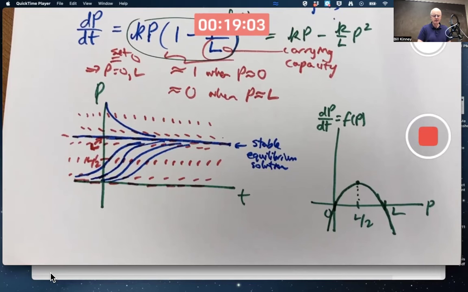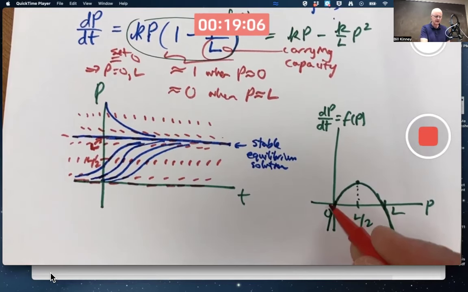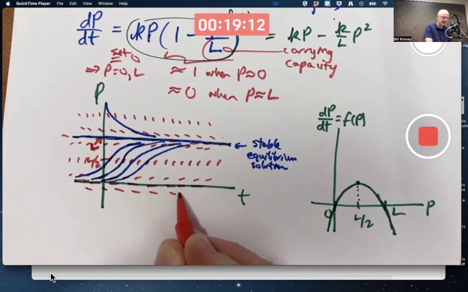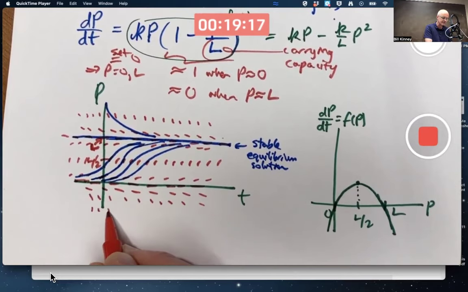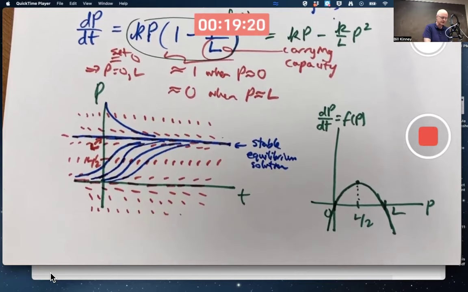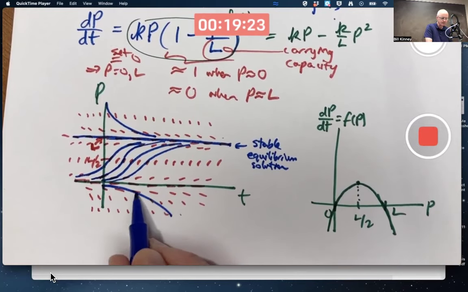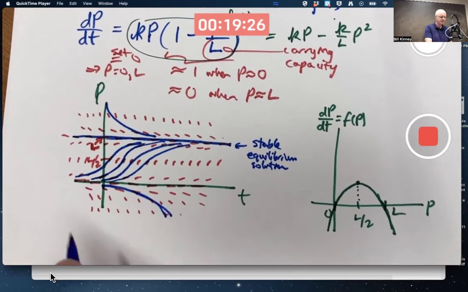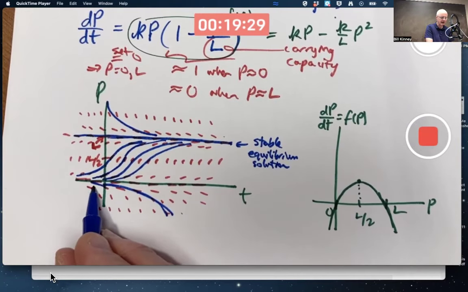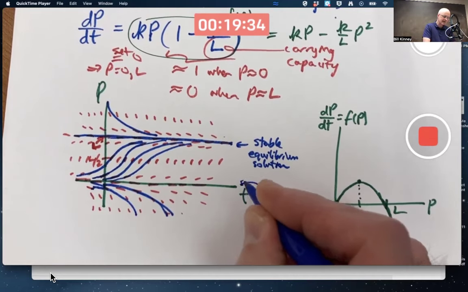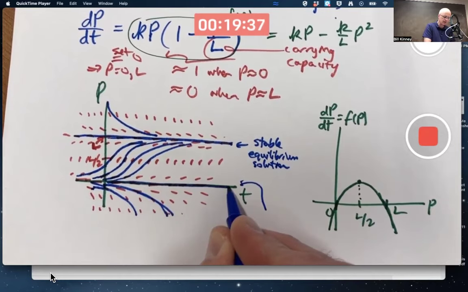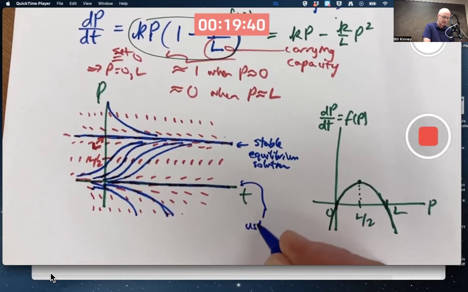You can draw the slope field even when P is negative. When P is negative over here, the output of the f of P function is negative, and that means in the slope field, you get negative slopes. Slightly negative when you're just barely below 0, more and more negative as P gets more and more negative. And solutions decrease like this. But that's not important for the application. Mathematically, it still exists, and P equals 0 is still an equilibrium solution, but that one's unstable. Unstable equilibrium solution.